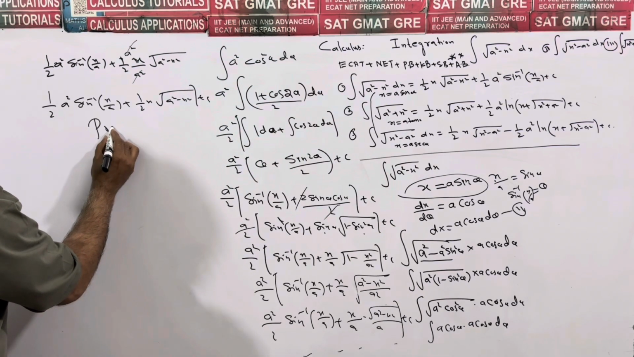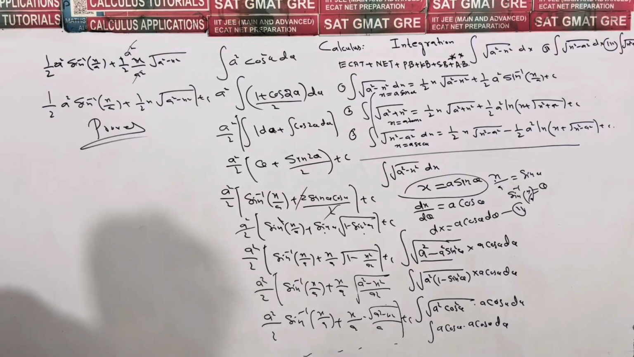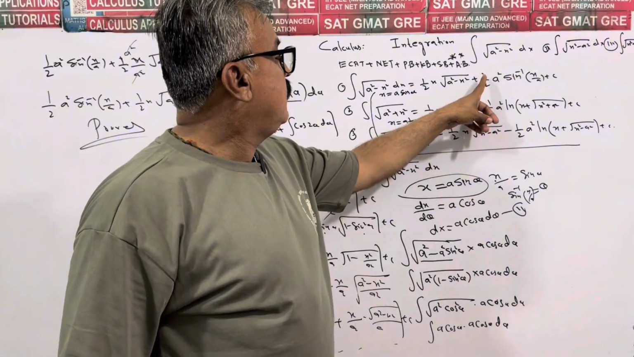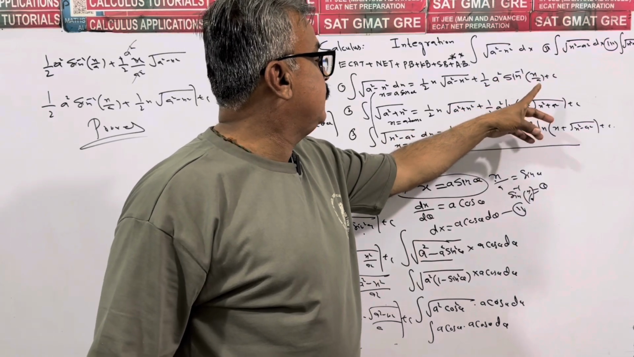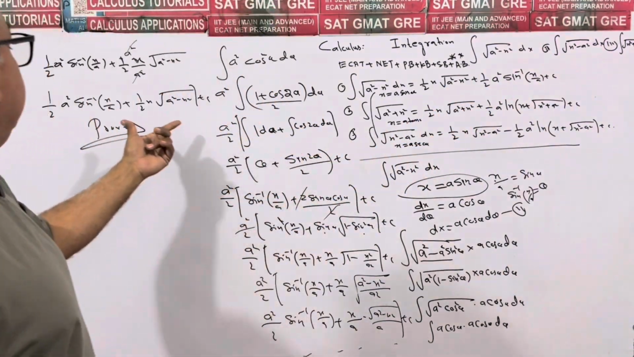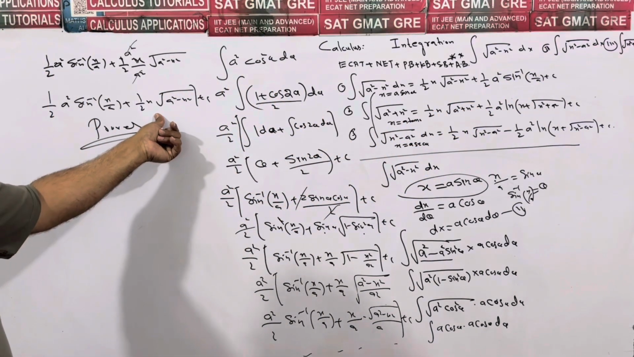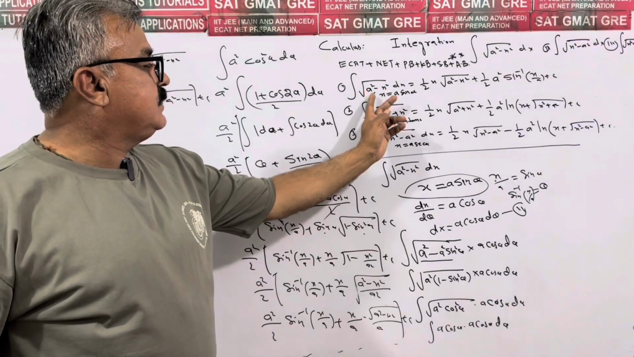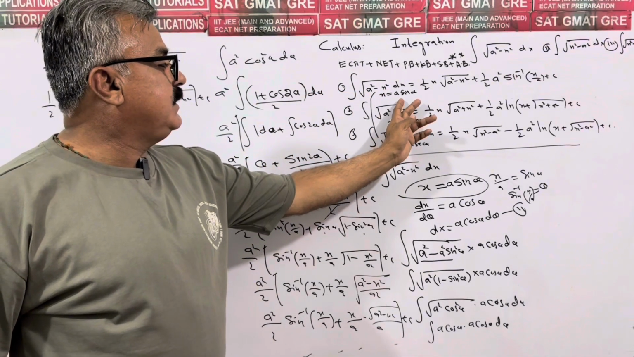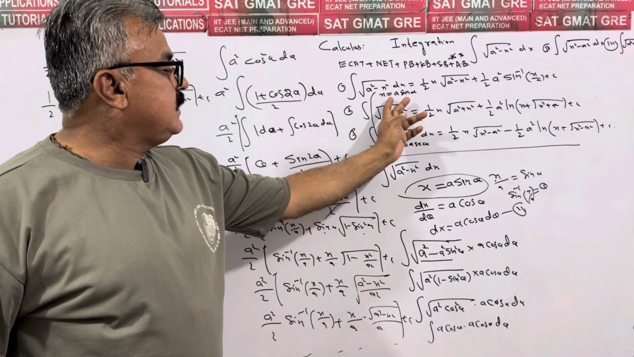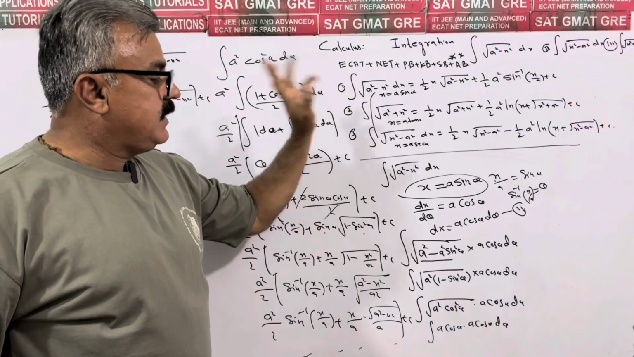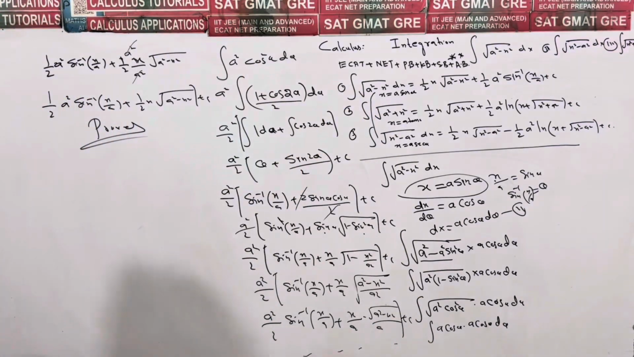It is the required identity we have to prove: 1 over 2 x square root of a square minus x square plus 1 over 2 a square sine inverse of x over a. These two quantities are present here. If a square minus x square appears, always switch to x is equal to a sine theta. With the help of this supposition, you can easily get rid of this square root. Nothing is the background behind this.